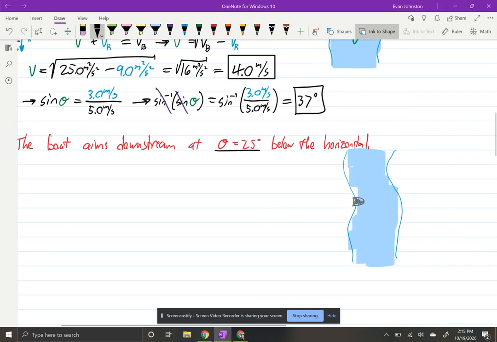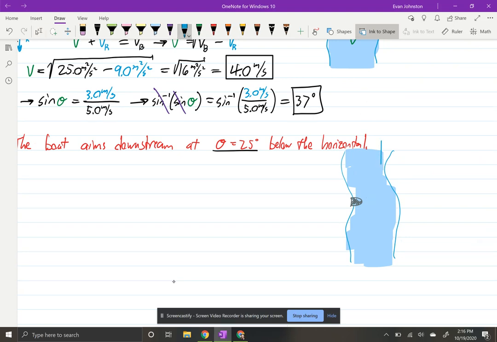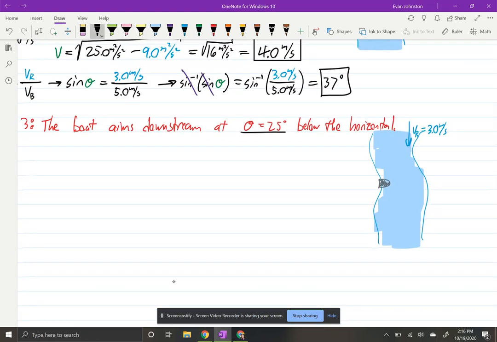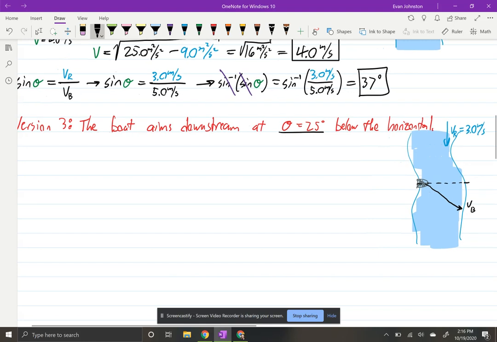Because the idea is, we obviously still have our river. The river hasn't changed, so the speed of our river is the same. We still have our velocity of the river downstream at 3.0 meters per second. And now our boat is already going to be aimed at 25 degrees below the horizontal. So I'm going to do a little horizontal right here, just so we have that clear and obvious. And so my boat's going to aim down right about, let's say, there. And this will be my V boat.